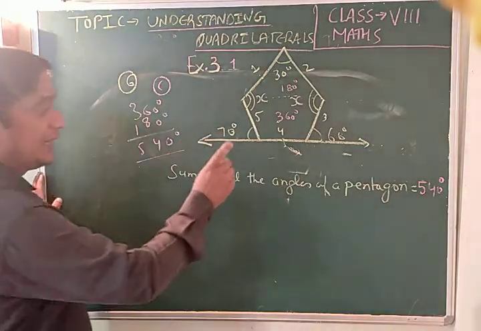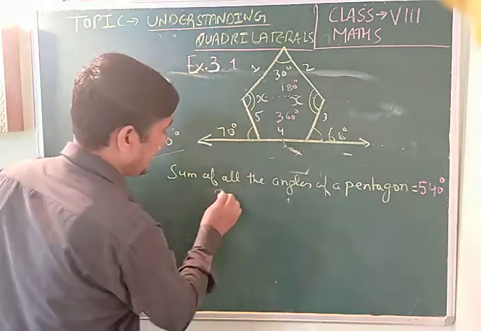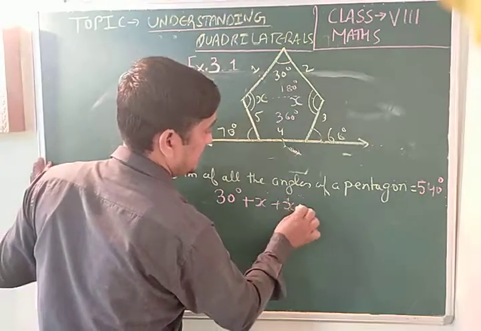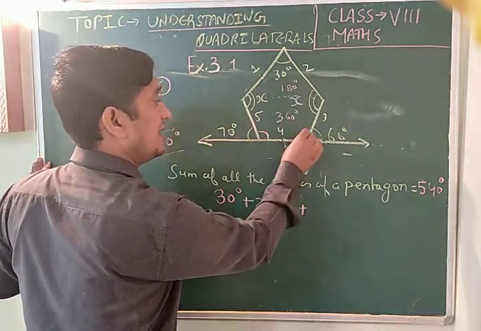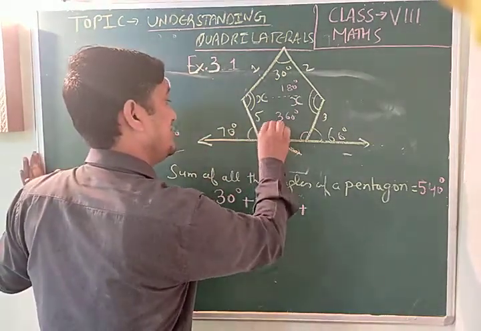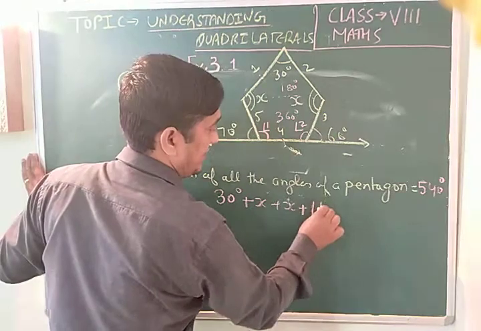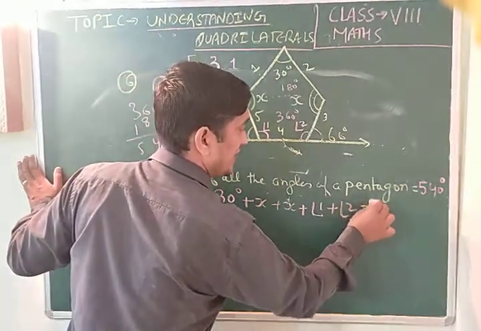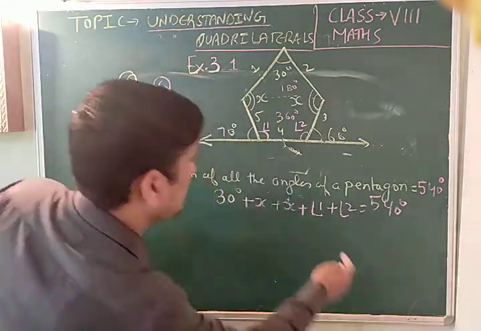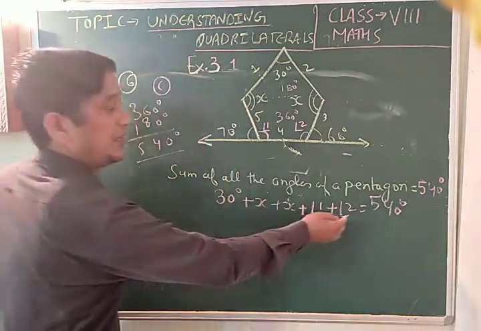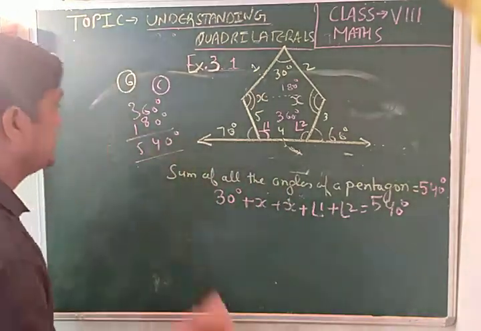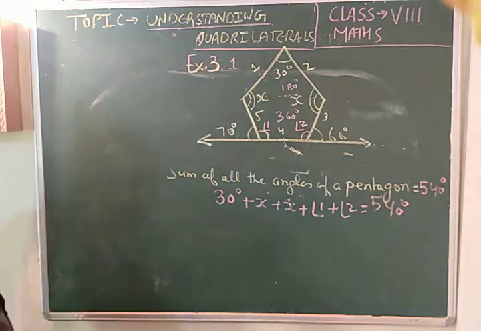Now children, we know that this is what? 30 degree plus x plus here and here we don't have any value, so we will name it as angle 1 and angle 2. 30 degree plus x plus x plus angle 1 plus angle 2 is equal to 540 degree. Now again question mark. Angle 1 is what? Angle 2 is what? So in this case children, first we have to find the value of angle 1 and angle 2.